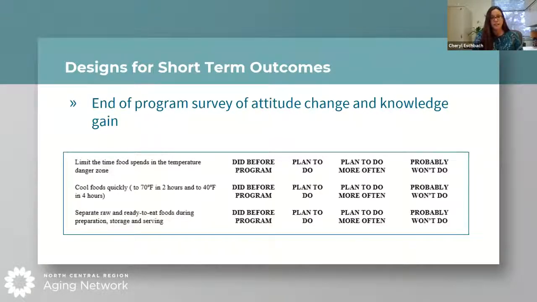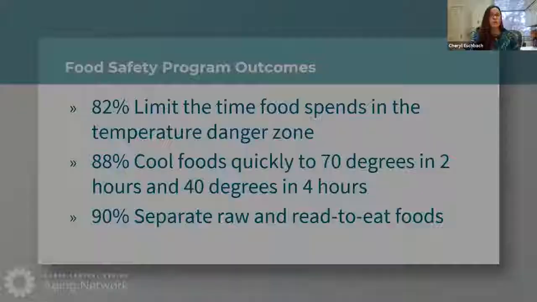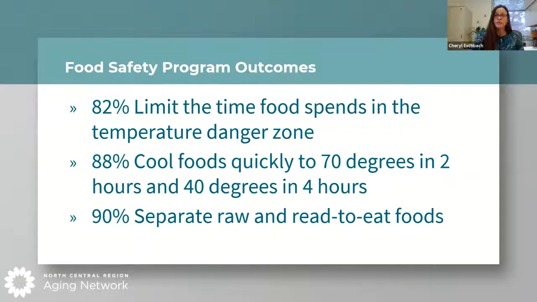And to analyze this, we remove the people who said they did this before the program, because we didn't change them that day. They were already doing this food safety practice. And then we get rid of the people that say I probably won't do it, because they're not going to do it. And we combine together the people who either plan to do or plan to do more often. And once we combine those outcomes, we can take those 3 survey questions and come up with an impact report that looks something like this.